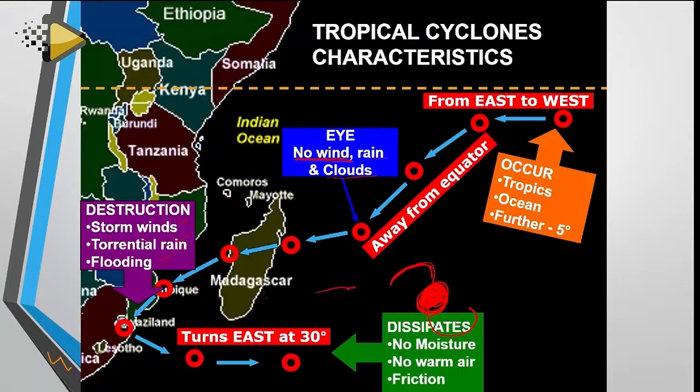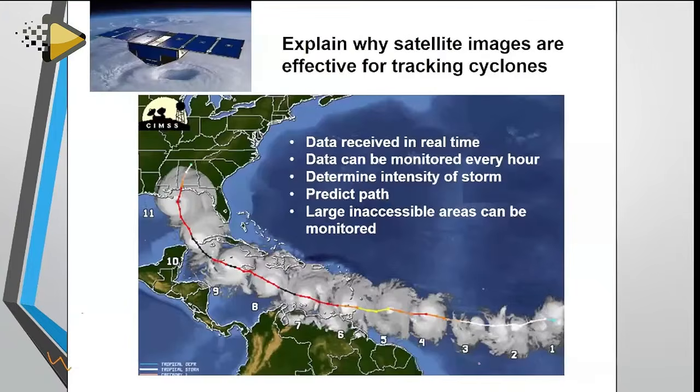Or landfall. It is because over the land there is no moisture, there is no warm air, and there is a high level of friction over the land because of vegetation, because of hard surfaces, because of buildings, because of a number of things that are going to increase the friction on land compared to over the ocean.